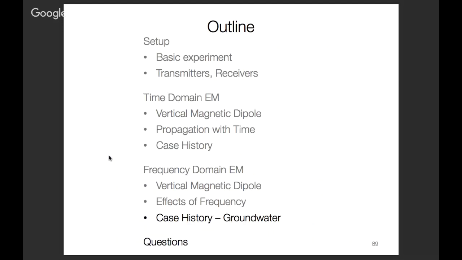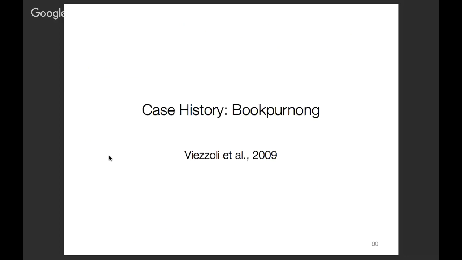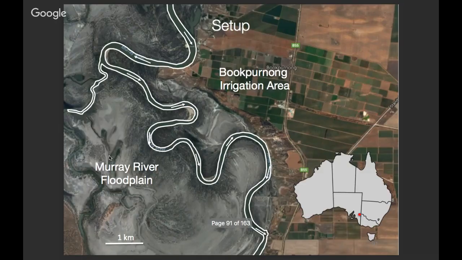So let's do a frequency domain example, but with groundwater. This is a place in Australia called Bookpurnong, and it's the Murray River that's coming through here, channeling down like that. Here's the area, and what was really of interest was that there's a lot of farming and irrigation up on a higher level, and there are salts that are going to be coming down into this valley, into this floodplain.